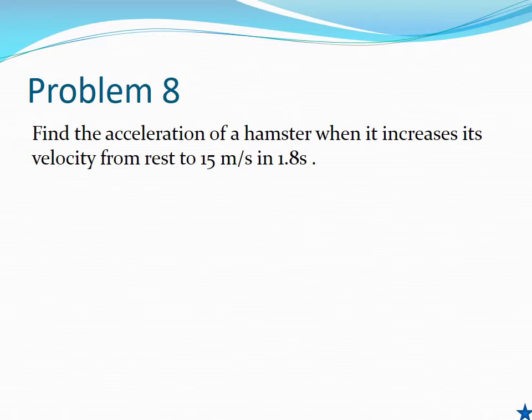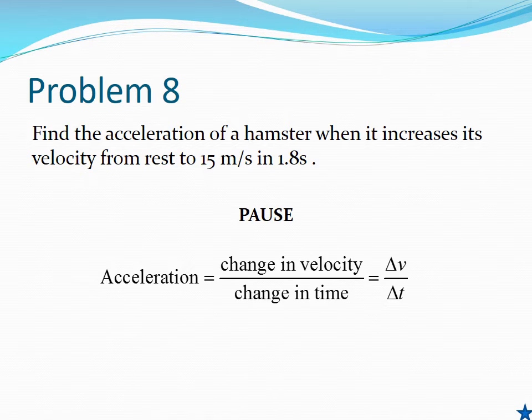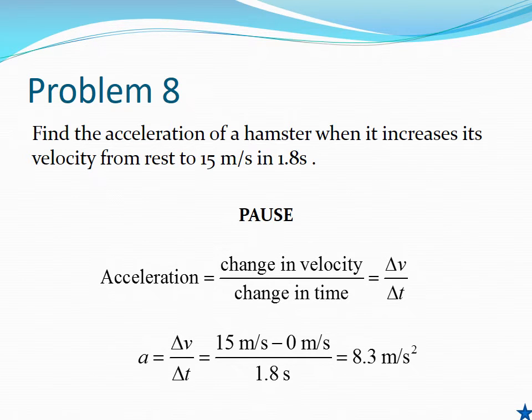Find the acceleration of a hamster when it increases its velocity from rest to 15 meters per second in 1.8 seconds. Pause while you work on the problem. Did you get 8.3 meters per second squared?